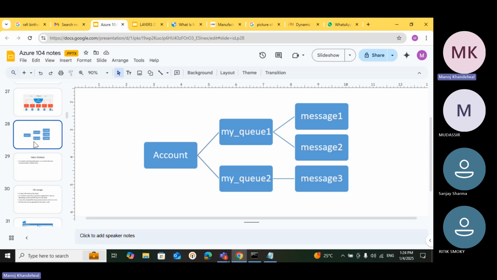Yeah, what is LRS and GRS? Tell me. Sir, LRS is locally redundant storage, which we use to maintain some copies in the local centers. And GRS is globally redundant storage, which we use to maintain some copies across the centers globally.